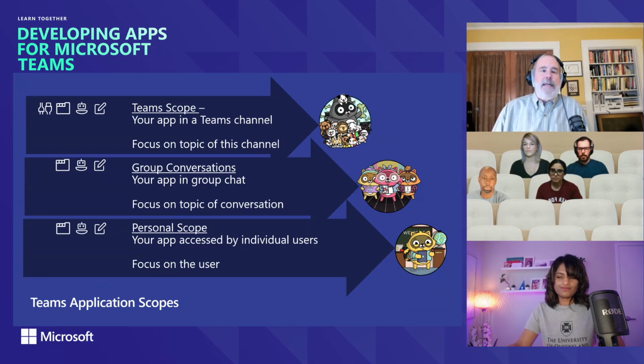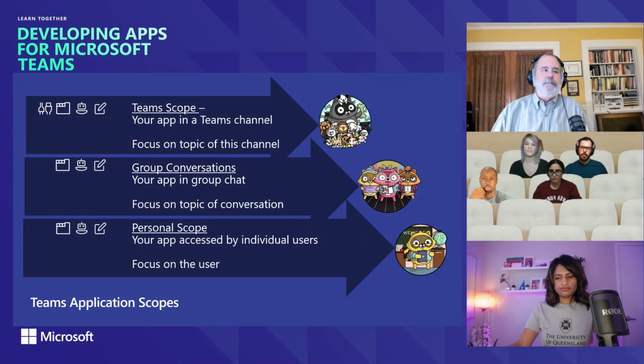An app can run in a Teams channel or in a group conversation, in which case the audience for your app is a group of people, and you want to be mindful of that when designing your app. Then apps can also have a personal scope in which your app is accessed by individual users. And that's a great place to provide a summary or to notify users about something specific to them.